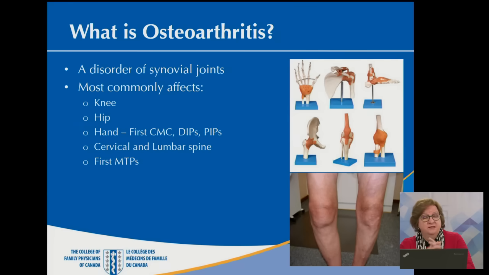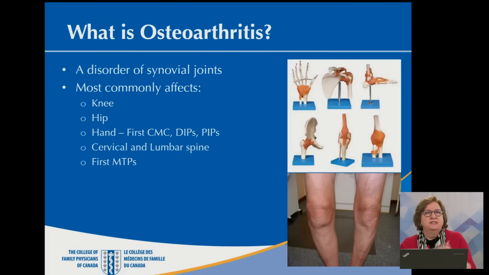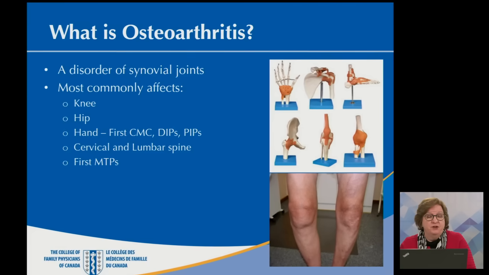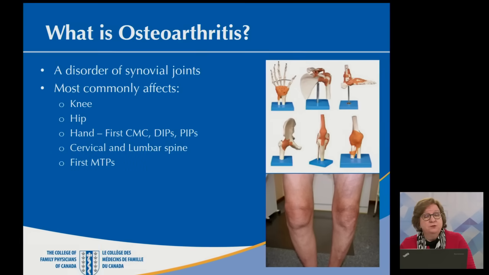So what is osteoarthritis? Well, we know that it's a disorder of the full synovial joint. That means the lining, the cartilage, the bone, the fluid. The fluid loses viscosity, the cartilage thins, the lining expands, and the bones show areas of stress. We know that the joints most commonly affected are knee, hip, and hand, followed by spine, shoulder, and ankle.